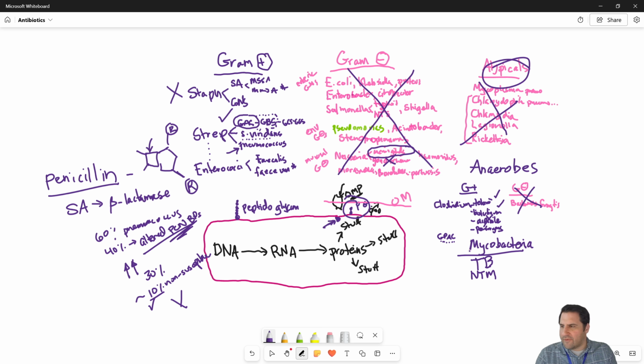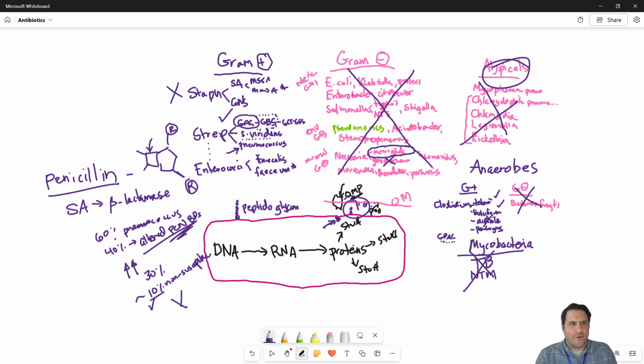Similarly, mycoplasma, even though in theory they could have a cell wall underlying this, will not have any activity. So you're pretty much done there. All right, so that's penicillin.